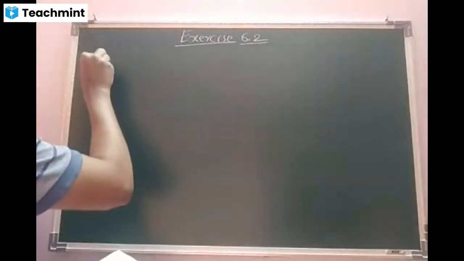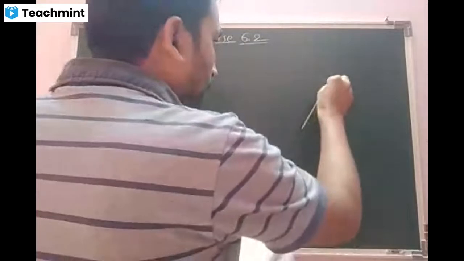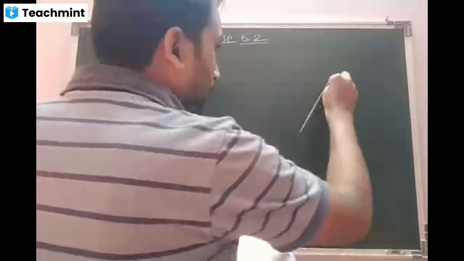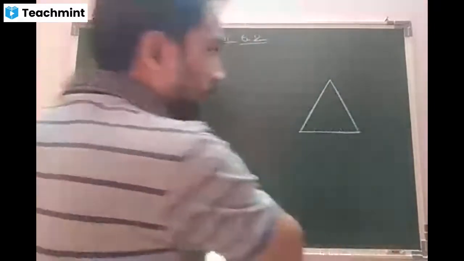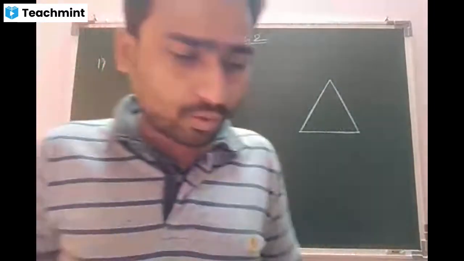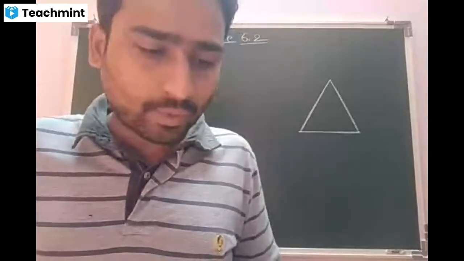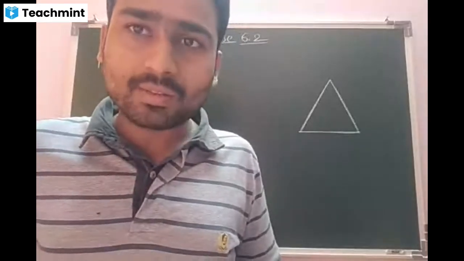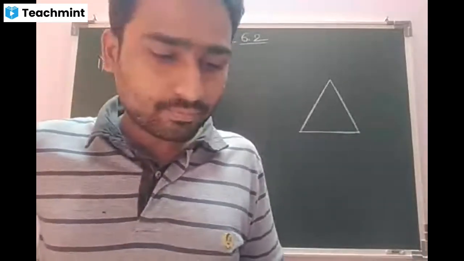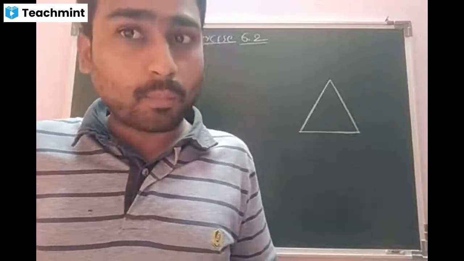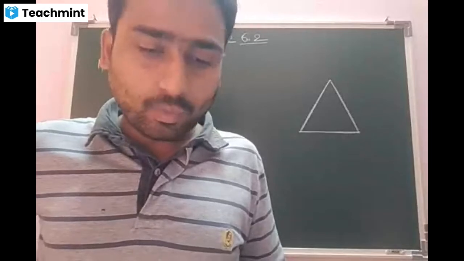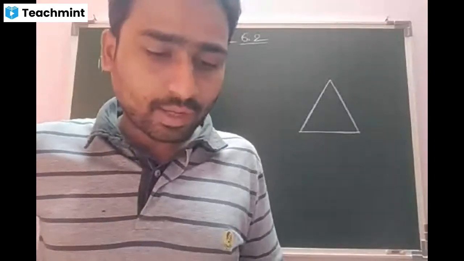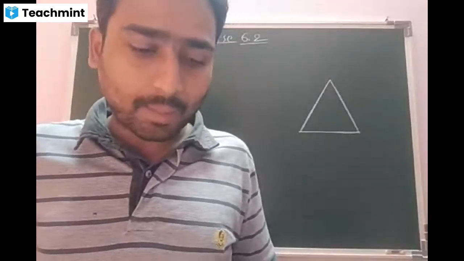In figure 6.17, DE is parallel to BC. Find EC in the first and AD in the second. Okay, look at the question, what they're talking about. In figure 6.17, 1 and 2, it means they have given two diagrams. In both the diagrams, DE is parallel to BC. We have to find EC in the first and we have to find AD in the second. Am I right, beta?